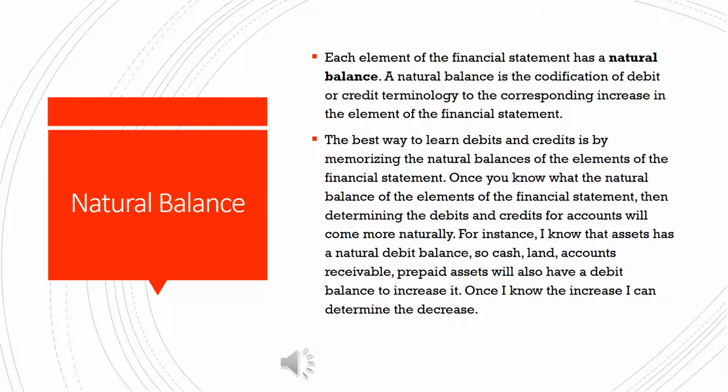The best way to learn debits and credits is by memorizing the natural balances of the elements, so assets, liabilities, and equity, like I showed in the previous slide. Once you know what the natural balance of the elements are, then you can determine debits and credits for sub-accounts. For example, I know cash is an asset account, so I don't have to think, is cash increased? Once I know assets are increased, I just need to know that cash is an asset, to increase an asset, I need to debit it.